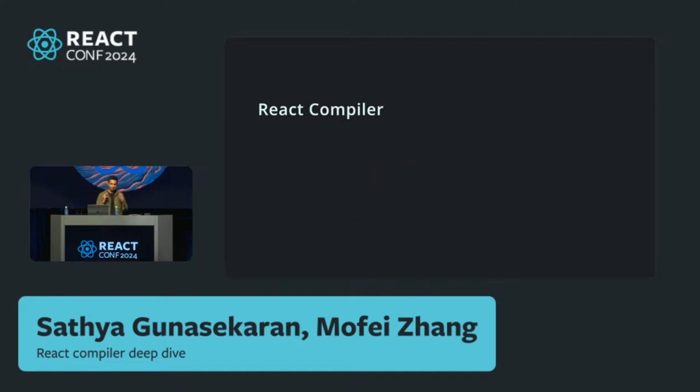So imagine if we could only recompute values or components that did actually change. And what if we could do that automatically? Well, we showed React compiler yesterday, and that's exactly what it does.